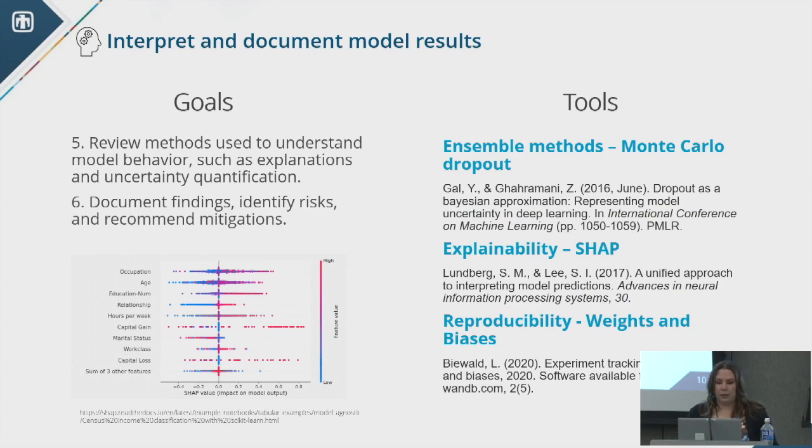Okay, and then the final 2 points are the most detailed. So this I would consider under the umbrella of interpreting and documenting model results. And so step 5 in our assessment process of this machine learning model is to review methods used to understand model behavior, such as explanations and uncertainty quantification. And 6 is to document those findings, any risk we've identified, and recommend mitigations.